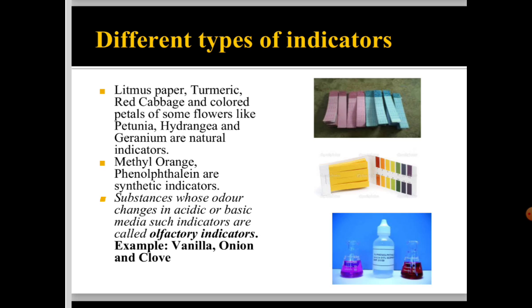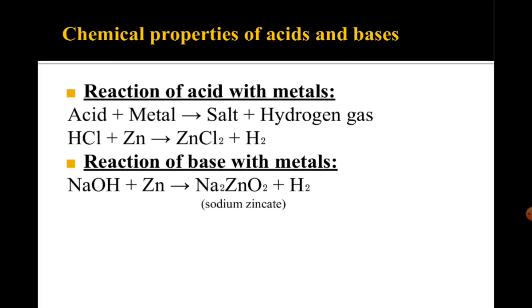Next point, chemical properties of acids and bases. Reaction of acid with metals: acid plus metal gives salt plus hydrogen gas. HCl plus Zn gives ZnCl2 plus H2. Note this point. In exams or tests they will ask this point.